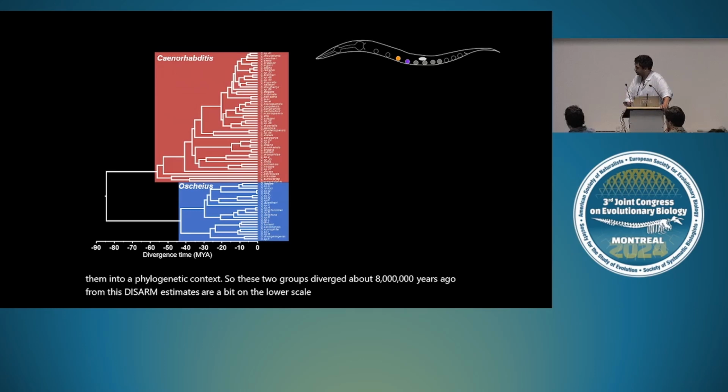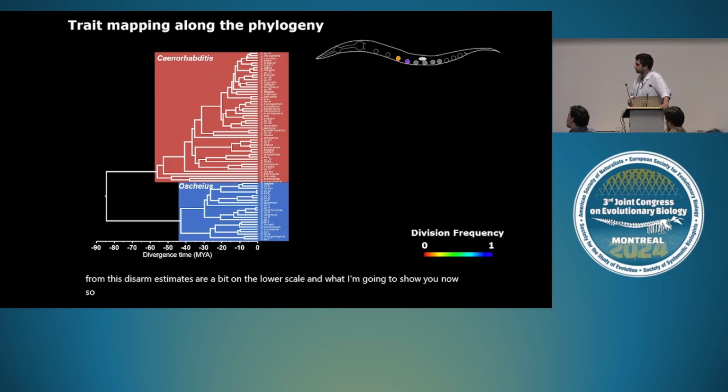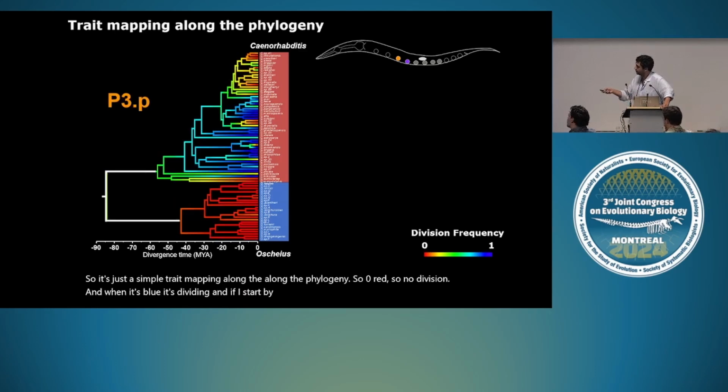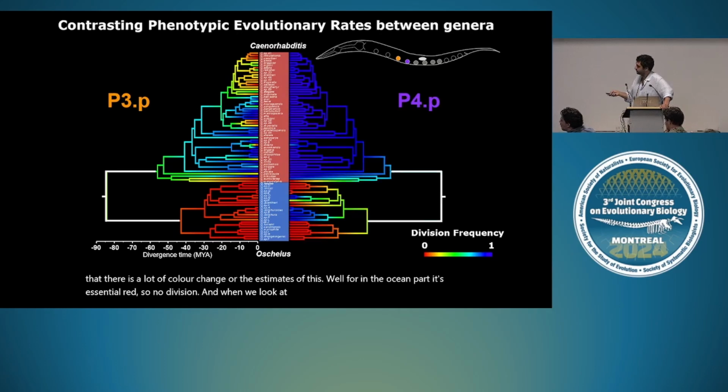And what I'm going to show you now is just a simple trait mapping along the phylogeny. Red is 0, so no division, and when it's blue, it's dividing. If I start with P3p, you can see that in the Caenorhabditis part there is a lot of color change. I'll show you all the estimates of this. While in the Oscheius part, it's essentially red, so no division. And when we look at the other cell, P4p, we observe the opposite pattern. P4p is not changing its color, while here it's changing a bit.